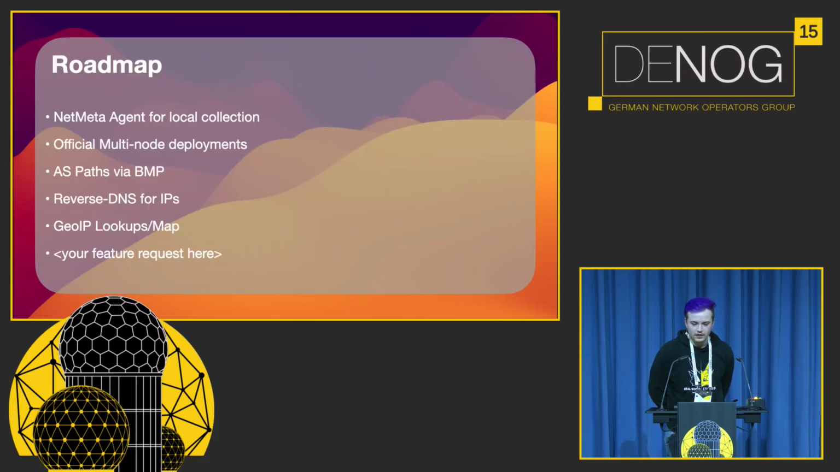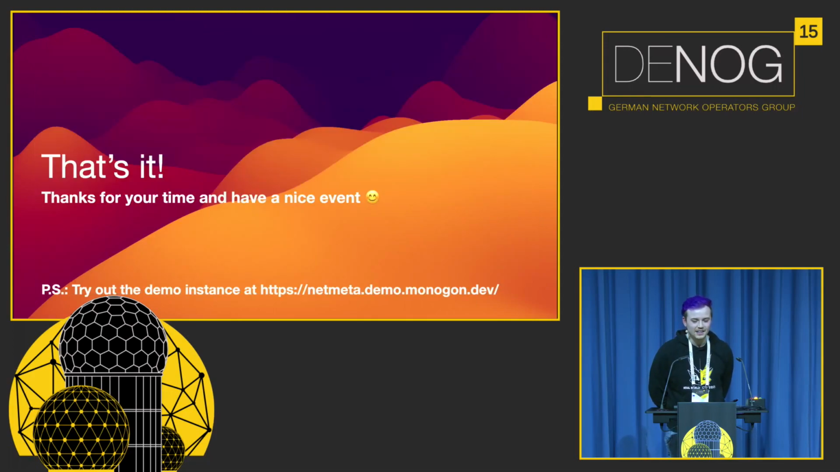What else is to come? We are currently, as I said, working on an agent and multi-node deployments. We want to support AS paths via BMP, so you can also ingest your BMP data. Reverse DNS is kind of tricky because even though ClickHouse has support for it, you don't want to run reverse DNS every time you do a select. You want to cache it, but then you don't want to cache it too much. Additionally, GeoIP or whatever you want, because it's fairly easy to extend. And if you have any feature requests, just open an issue. I'm happy to help. And yeah, that's it.